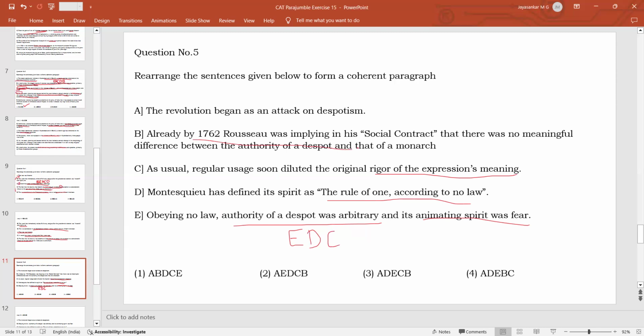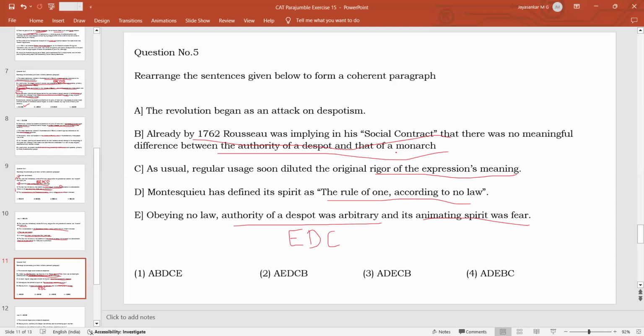By 1762, Rousseau stated that there was no meaningful difference between the authority of a despot and that of a monarch. So, since the meaning has got diluted through regular usage, in 1762 Rousseau redefined the meaning of a despot in his Social Contract by saying that there is no difference between the authority of a despot and that of a monarch. Monarch means a king who rules according to a set of principles or rules or certain customs or procedures. That is a monarch.